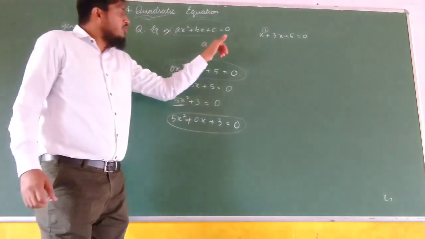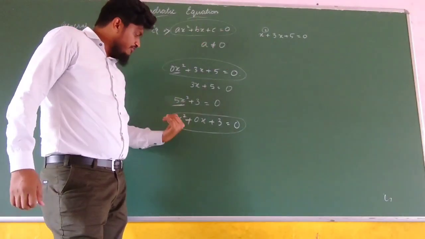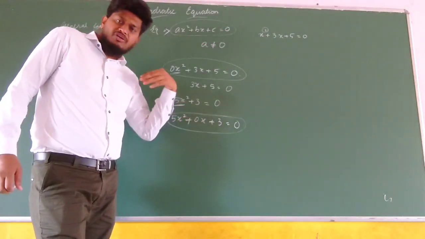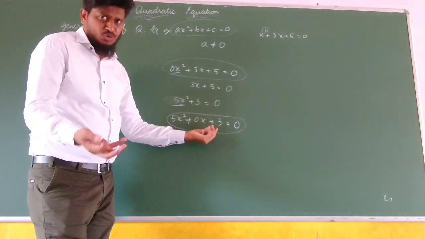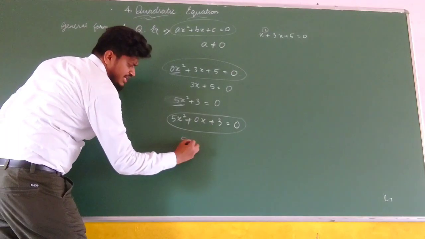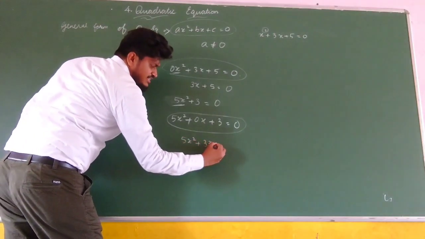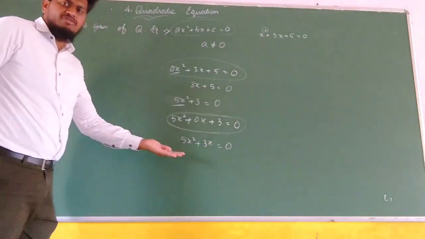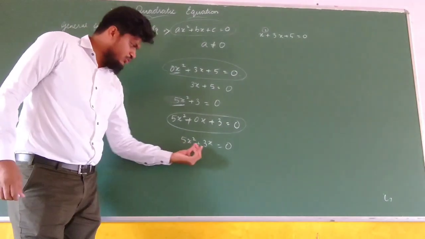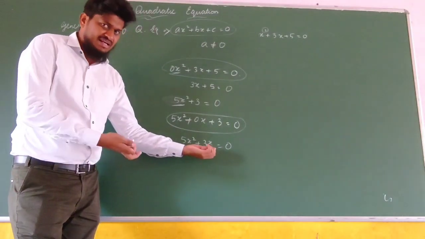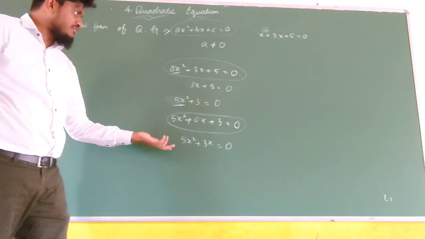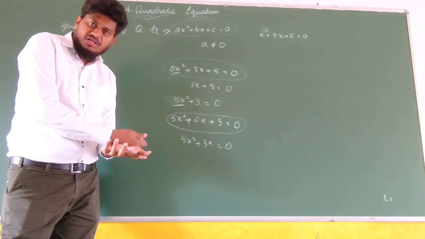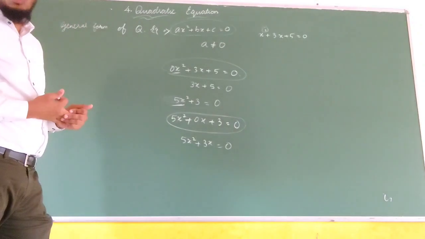So only a should not be equal to 0. Apart from that, if b or c is 0, no problem, it's still a quadratic equation. Or else we can say 5x square plus 3x equal to 0 is a quadratic equation. Why? Because here we have ax square plus bx and c is 0, right? We have to consider it like that. So we can say that this is a quadratic equation.